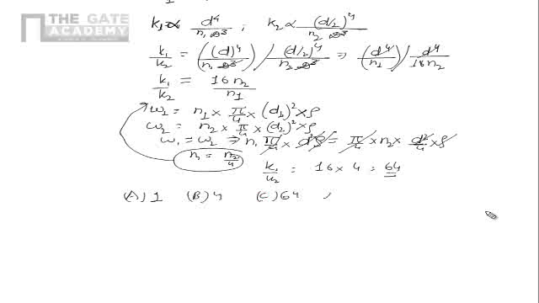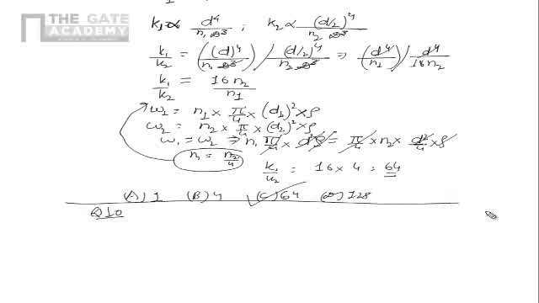So we substitute this in this equation. We know K1 by K2 is equal to 16 into N2 by N1, which is 4. That is 64. That is the answer. So the options which have been provided are, option A is 1, option B is 4, option C is 64, and option D is 128. So option C is the right option.